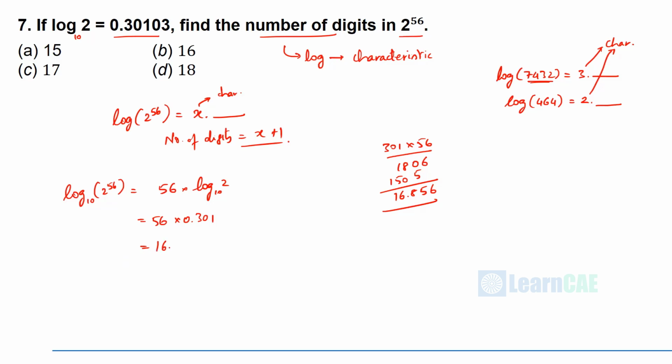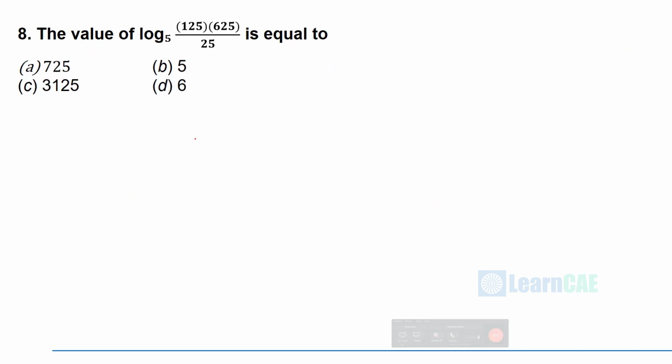So 16.856. Here the characteristic is equal to 16. Number of digits is equal to 17, that is 16 plus 1. So the answer is option C, 17. Next question.